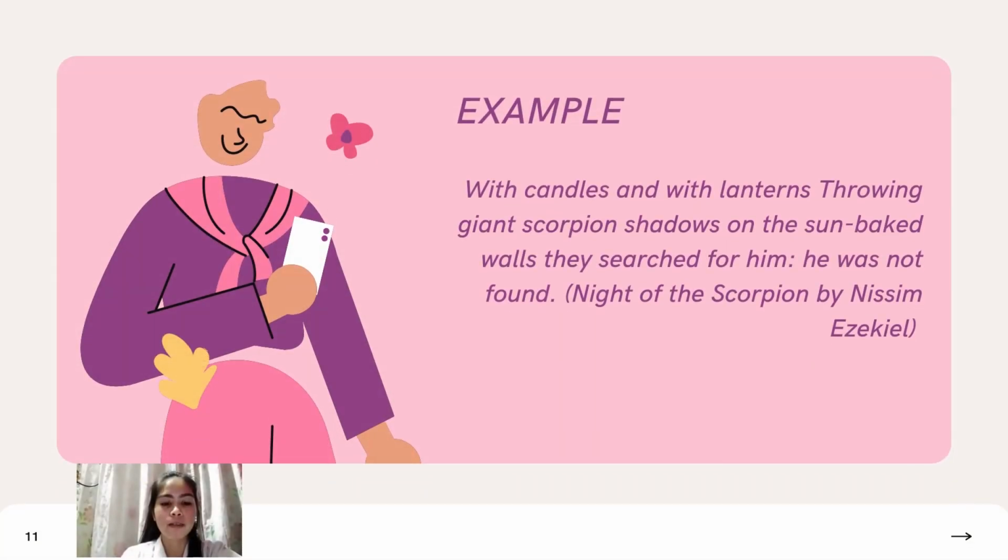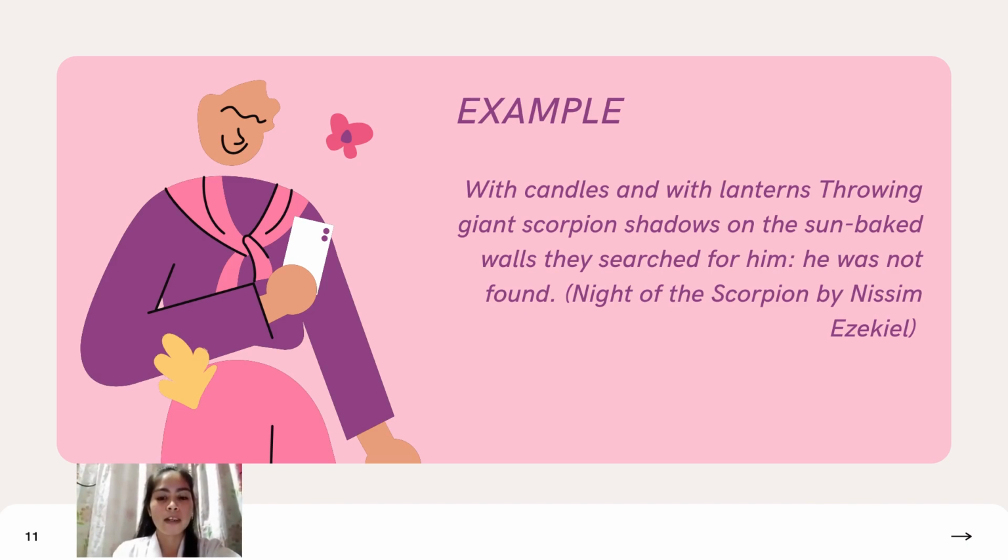in a literary text. Example: with candles, with lanterns, throwing giant scorpion shadows on the sun-baked walls, they searched for him. He was not found. Night of the Scorpion by Nissim Ezekiel.